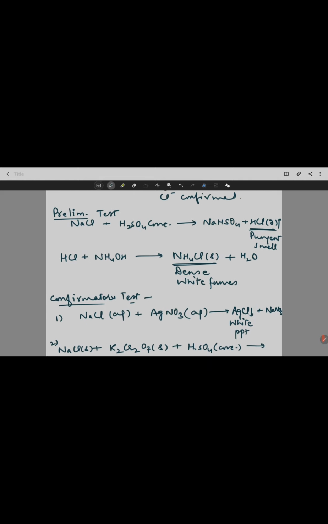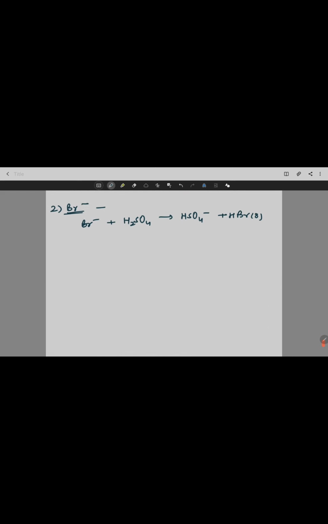We are getting Br minus plus H2SO4. It will be giving us HSO4 minus plus HBr gas. So just like the previous example, as in the case of chloride we were having HCl, similarly here also HBr is there. Here also we are getting HBr gas, but HBr gas further reacts with H2SO4 and will be converted to Br2.